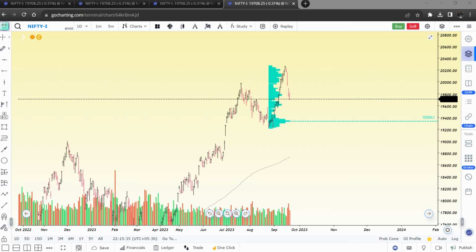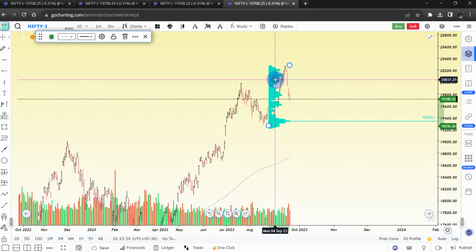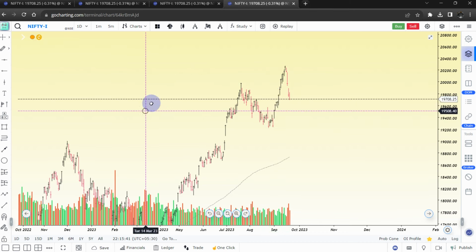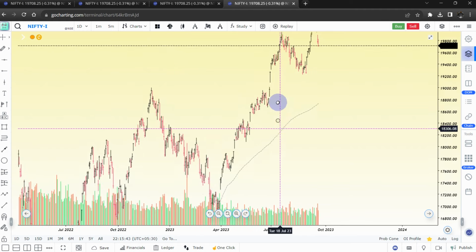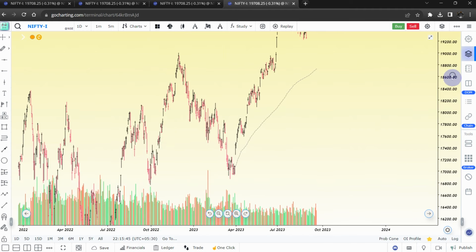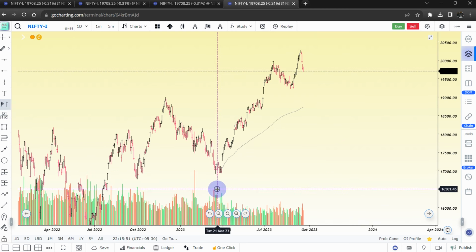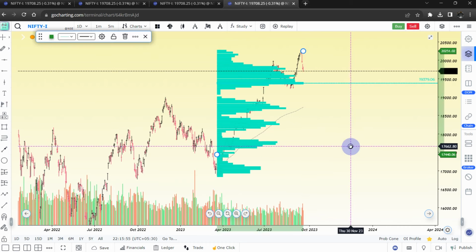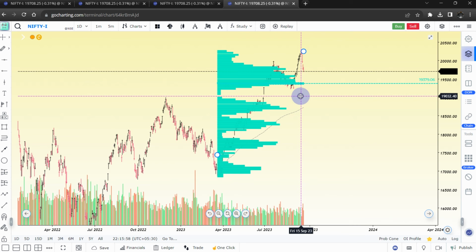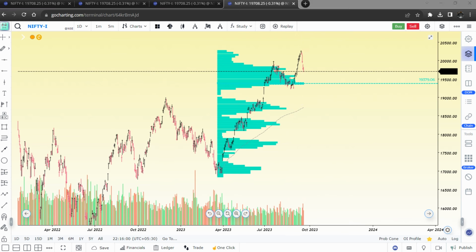Now I will take this out and we will move on to the next volume profile, the fixed range volume profile that we can draw. The next one is from this zone, from the 16900, 17,000 zone, from where we've been seeing a continuously good up move from March onwards. So this is the area. Over here also you can get really good reference points which you can take forward.